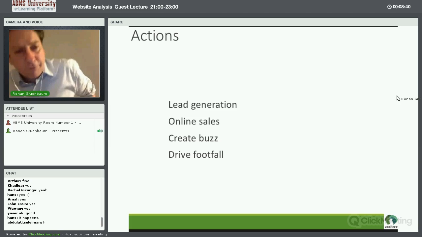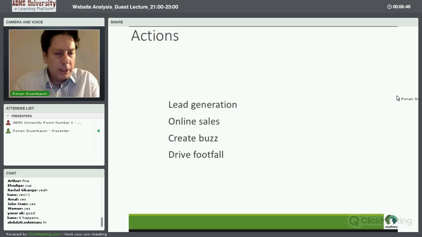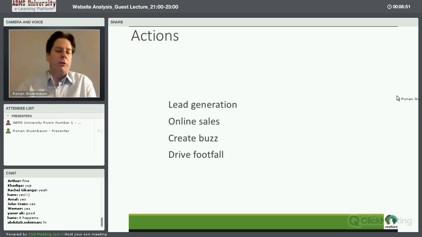You then have drive footfall. This means that you want people to come to your physical bricks and mortar store in the high street. So you might have that car advert, but you don't want people to buy a car online.